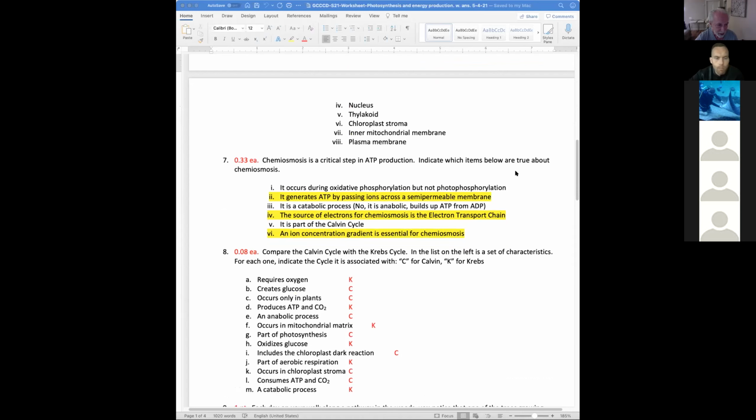Chemiosmosis is a critical step in ATP production. Indicate which items are true. Well, it generates ATP by passing ions across a semi-permeable membrane. It is not a catabolic process, it's anabolic. The source of electrons is the electron transport chain, that is true. And an ion concentration gradient is essential. And we're going to talk a lot more about all of these processes later today.